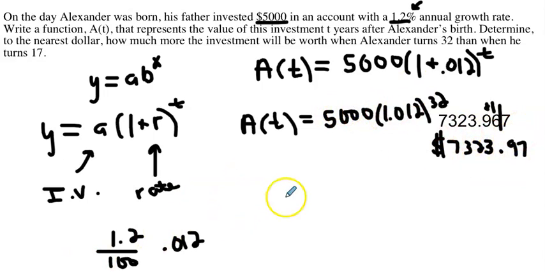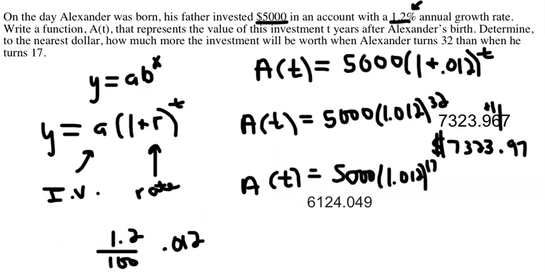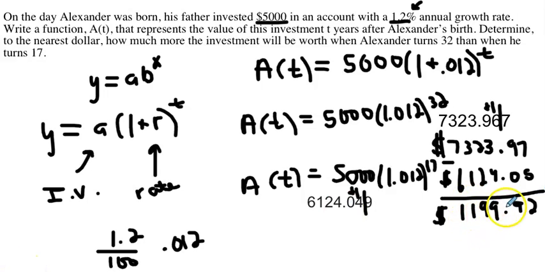And then we would do the same thing for when he's 17 and put that in our calculator. In this case, again, we're going to cut it off after the 4. The 9 is bigger than 5, so we're going to add 1. So in the end, if it was only 17 years, we would get 6124.05. And then it says how much more would he have when he's 32 than when he's 17? So I want to basically just find the difference here, so I would subtract them. So he would make $1,199.92 more when he is 32 than when he was 17.